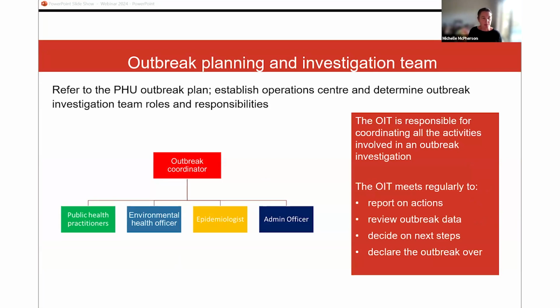So for most outbreaks, you'll start off with a team that has these 5 roles in it. As the outbreak gets bigger, you'll add more and more people to each of those teams. Now, the outbreak investigation team is responsible, obviously, for managing the outbreak. Not every person involved in the outbreak needs to be on this team. They're kind of the overarching management group. They meet regularly to report on actions, review any data that's come up, decide on next steps, and declare the outbreak over.